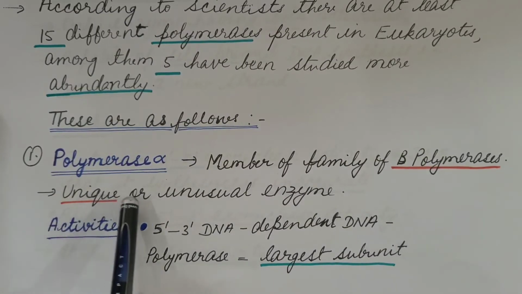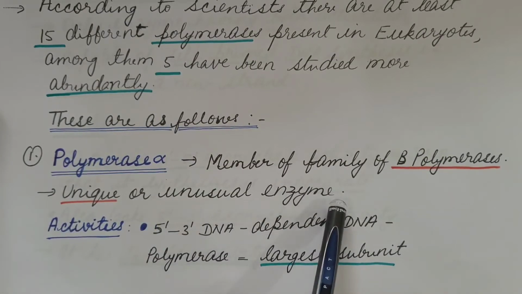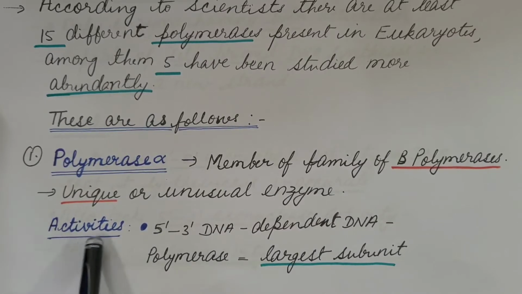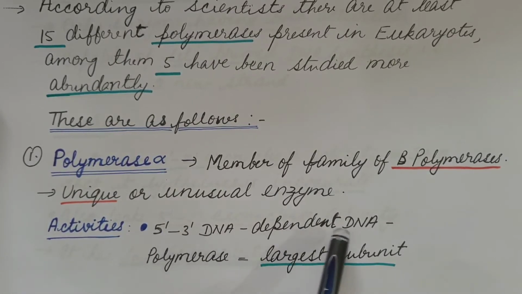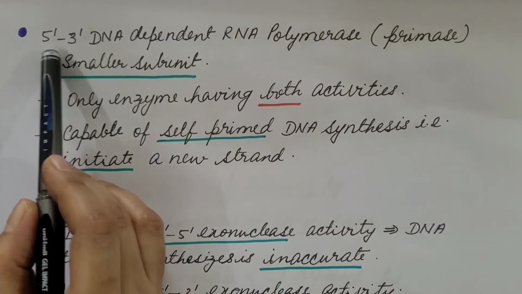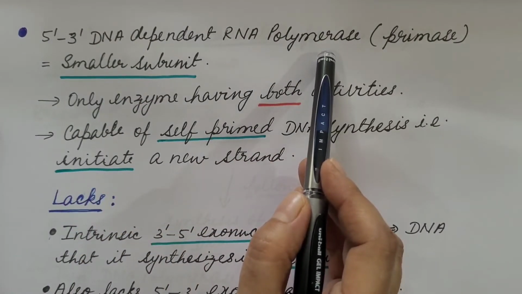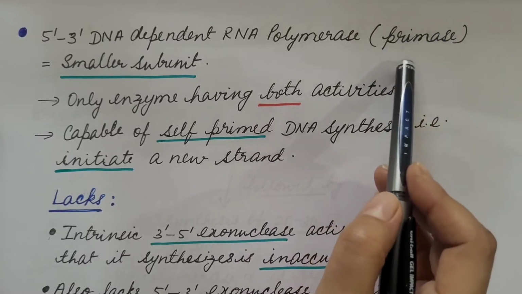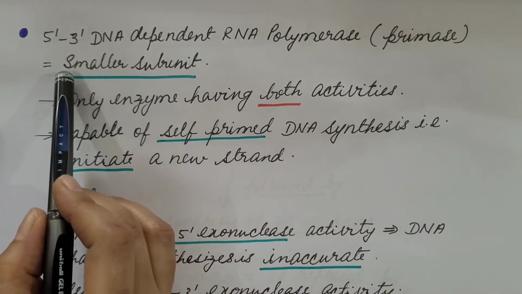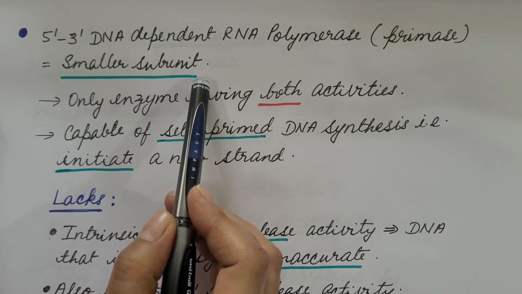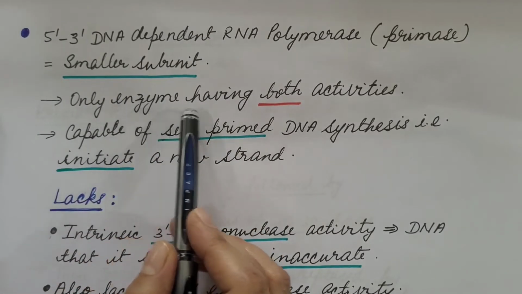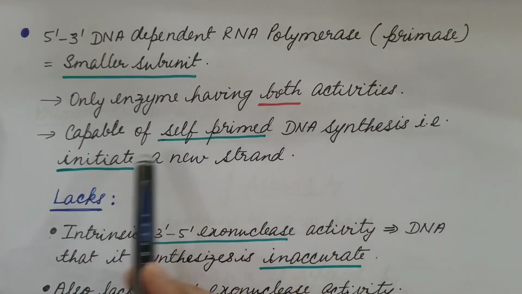It is a unique or unusual enzyme. The activities which it shows are 5'-3' DNA dependent DNA polymerase activity, which the largest subunit has. Then 5'-3' DNA dependent RNA polymerase activity, also known as primase activity, which the smallest subunit has. It is the only enzyme which has both activities.